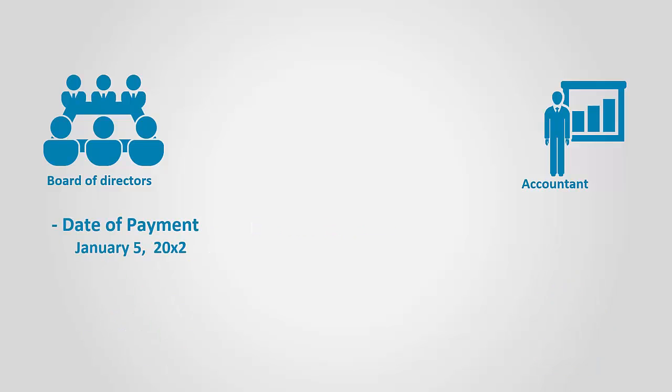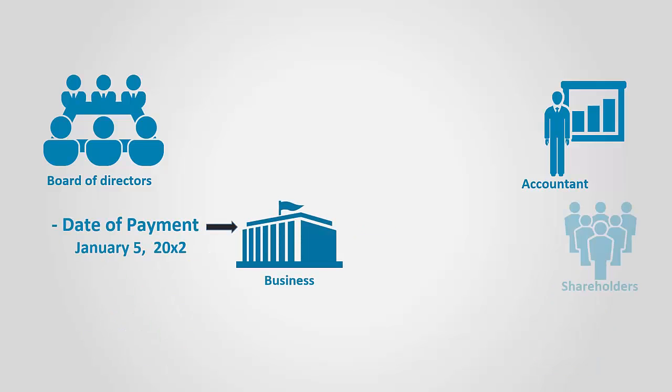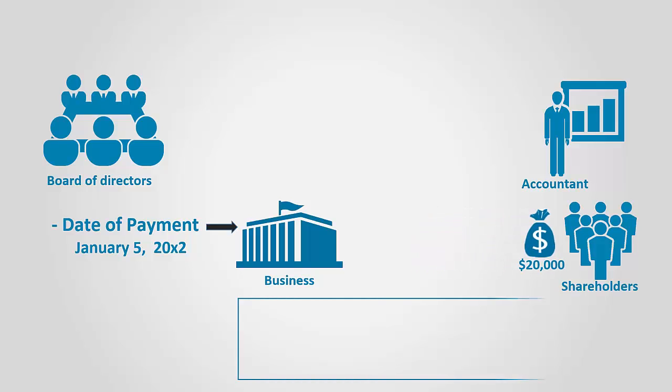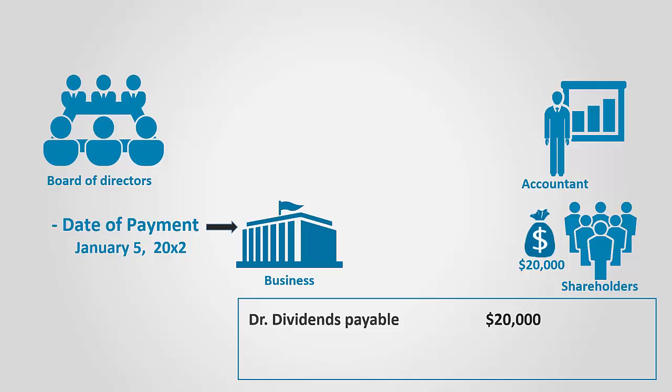The date of payment is important, as the business will pay the dividends in cash. This transaction must be recorded. Dividends payable is debited to reduce the liability and credit cash for $20,000.